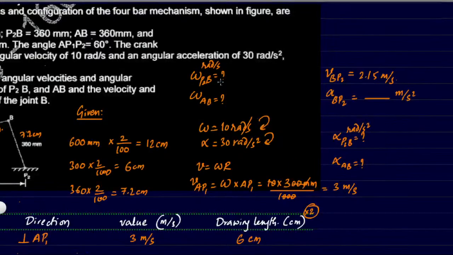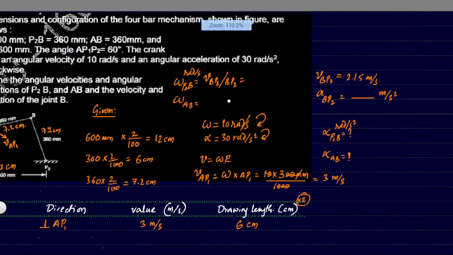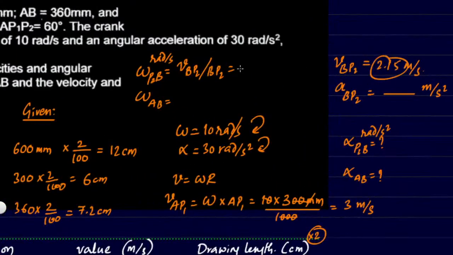Let's keep it elsewhere. So this one. Okay, so these two. Let's find it. So this has to be the velocity of B with respect to P2 divided by BP2. Okay, so the velocity of B with respect to P2, we have just now found it. This is the value.